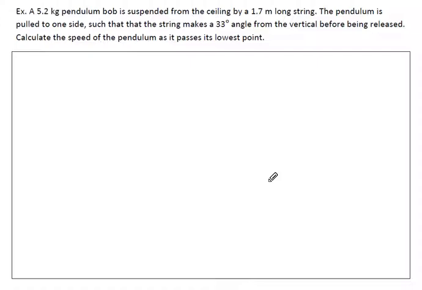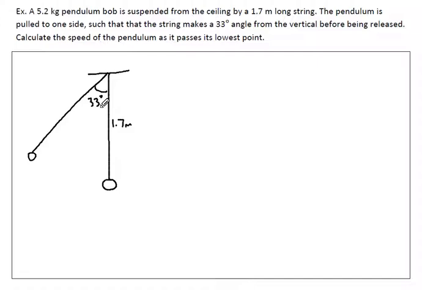So it says a 5.2 kilogram pendulum bob is suspended from a ceiling by a 1.7 meter long string. So here is my picture. So that string is 1.7 meters. The pendulum is pulled to one side such that the string makes a 33 degree angle from the vertical. So that's 33 degrees.